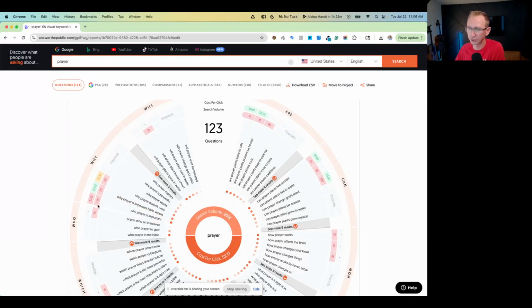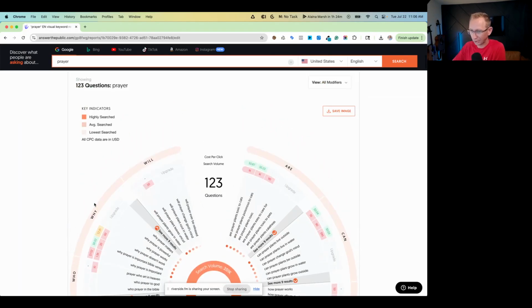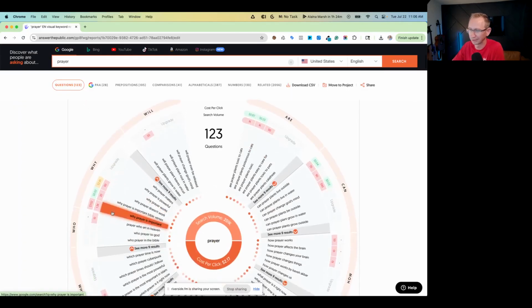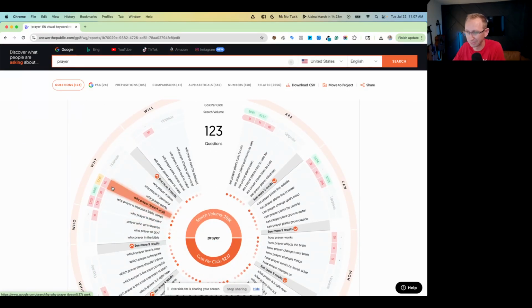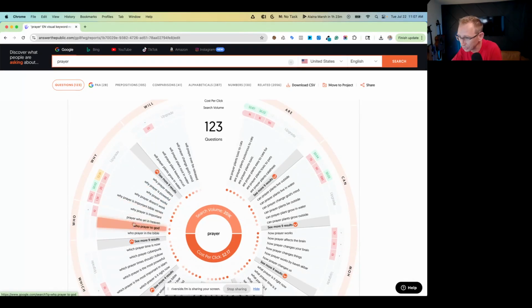But where you want to focus is the next ring in, where this one says 1.3K. That's 1,300 average searches per month. So you want to look at that compared to something that's 50. Let's just look at this why. You can see the most popular why question around prayer is why prayer is important. And all the way down, some of the latter ones would be why prayer works or why prayer doesn't work, why prayer is powerful. So those are some of the why questions, and that 1.3K or 1,300 are some of the top ones.